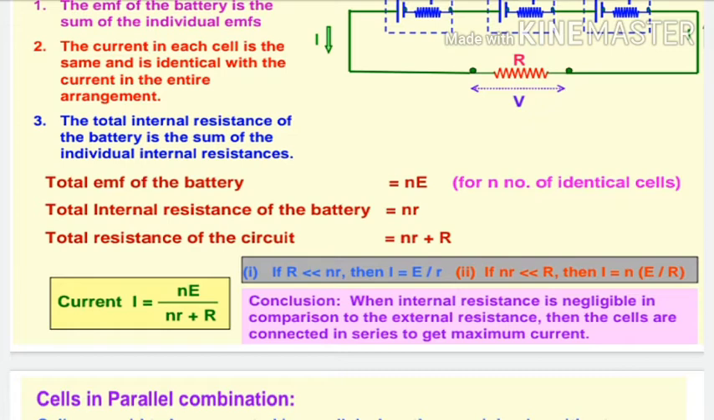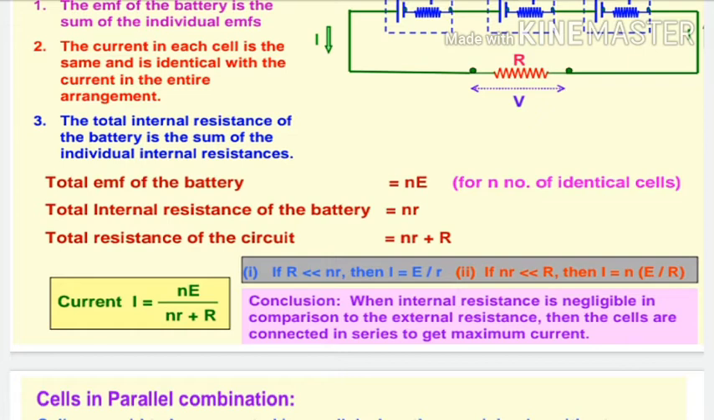Such that if R is much lesser than nr, it means the external resistor connected to the cells is very small in comparison to the combination of the internal resistances of the cells. Then in this case the value of the current I becomes E by r. It means the EMF of any cell divided by the internal resistance of any particular cell.